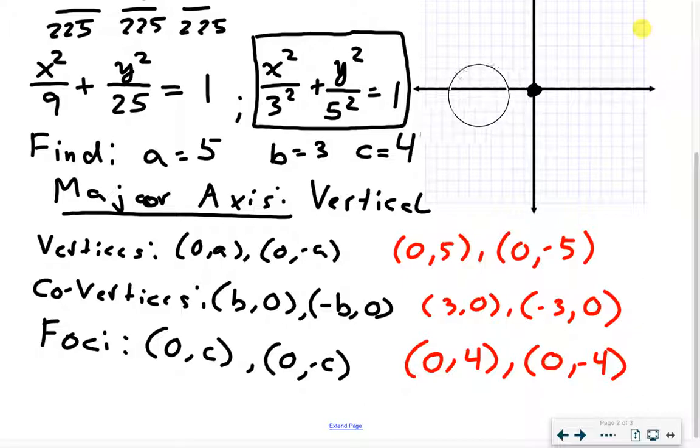Hope I plot those right, huh? (0, 5). And that's what I need to see come test time, or homework quiz time. 5 points, just like your circle, you've got to identify the center. You need to identify the 2 vertices and the 2 co-vertices. Foci, don't worry about graphing those.